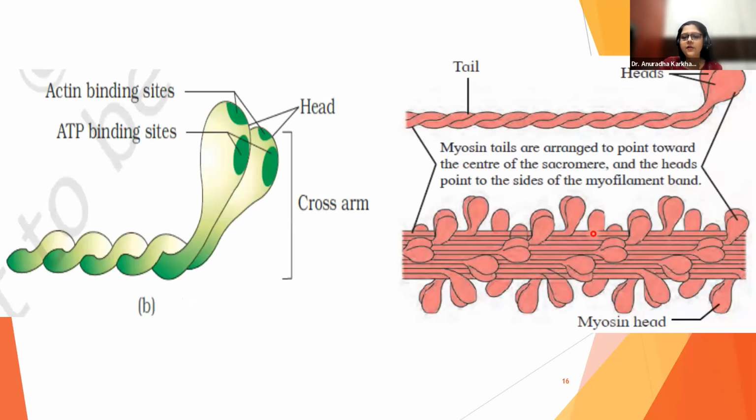So they have written inside this particular box which you wanted me to discuss. Myosin tails are arranged to point towards the center. So you can see all these parallel lines, what are they? Tails, which are in the center. See, they are pointed towards the center of the sarcomere, and the heads point to the sides of the myofilament band. So see, this is on the sides. The heads are towards the outside, the tails are towards the inside. That's it. Okay.